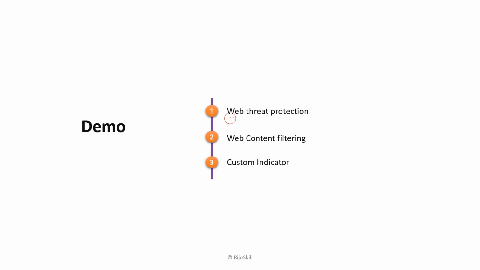So next, we have completed the web threat protection. Next we need web content filtering. How can we do web content filtering? So we will go for the web content filter. How can we do that?